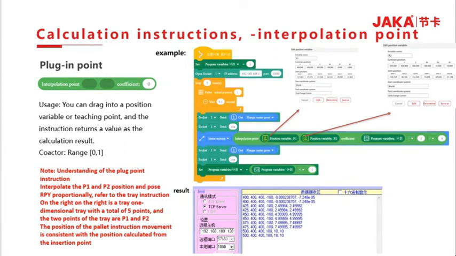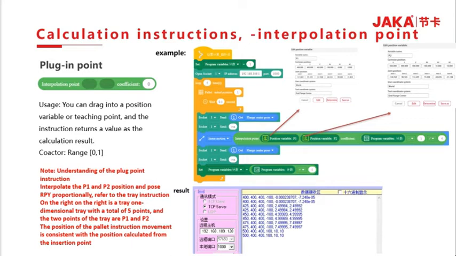Calculation instruction, interpolation point. See the example on the right. Set the program variable count to 1. Open the socket connection loop 5 times. The starting position of the pallet movement is 1, and the pallet is one-dimensional and has 5 points in total.